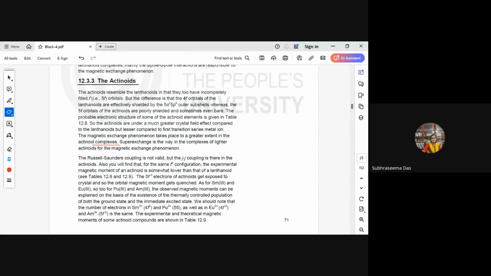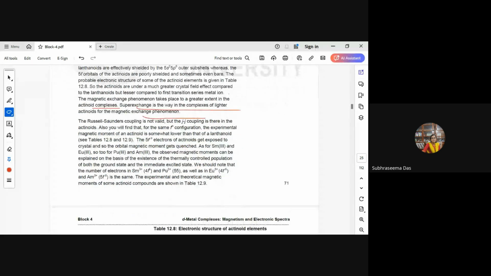One of the methods by which this actinoid magnetic phenomenon takes place is called super exchange. It is the way in which the complexes of lighter actinoids exchange their magnetic interaction. Here the LS coupling scheme is not valid, but the JJ coupling scheme is valid.